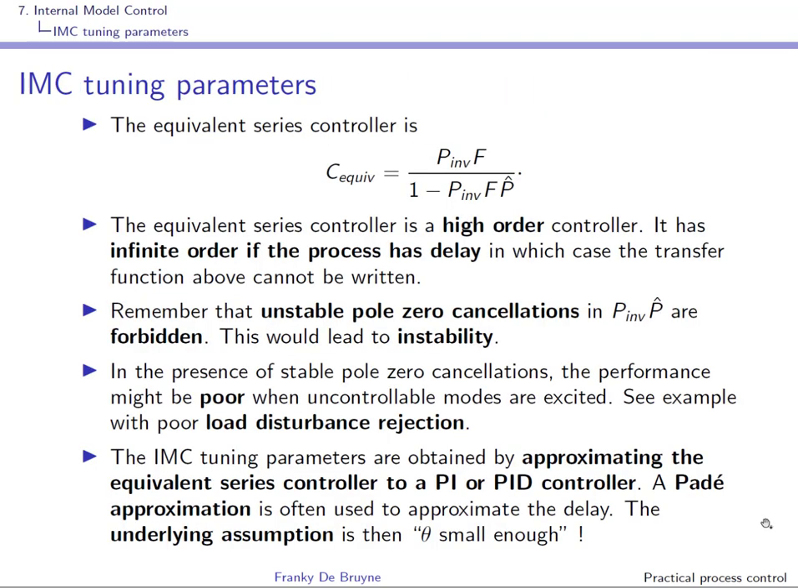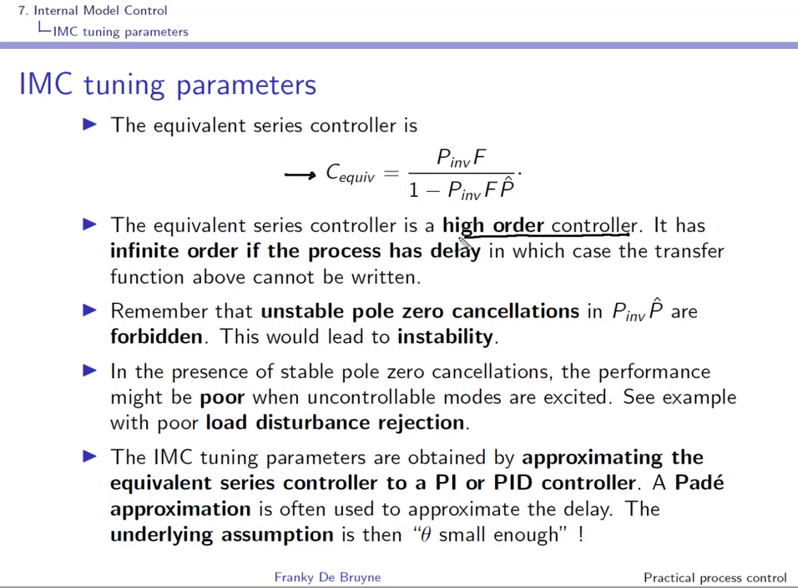Well, at the end of this course we have to make the link with the IMC tuning parameters, right? Remember these tables that we have used to tune a PID controller, and we'll see how you can obtain the IMC tuning parameters for one particular transfer function or process, which is the Broida process, so a first order system with delay. The equivalent series controller that implements an internal model control is this one, and in general it is a high order controller, right?